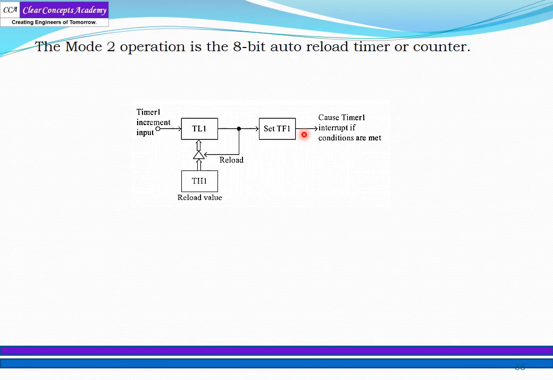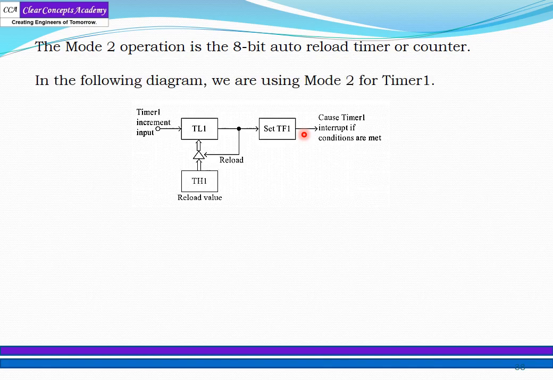Mode 2 operates as an 8-bit auto reload timer or counter. In the following diagram we are using mode 2 for timer 1. This is timer 1 and this is mode 2 operation. Whatever delay you want to generate will be stored in the high byte. Then the timer is started and this value is copied into TL1, and only TL1 is incremented. TH1 will not be incremented. The moment timer overflow occurs, this value will be reloaded again. This will continue.